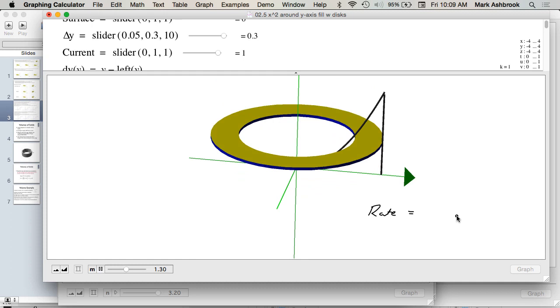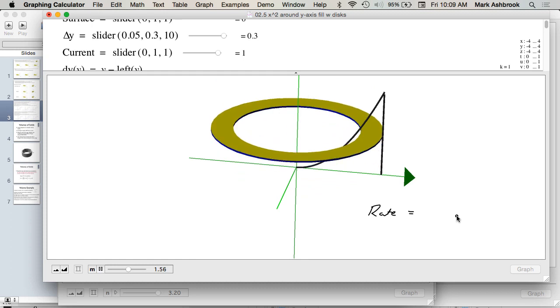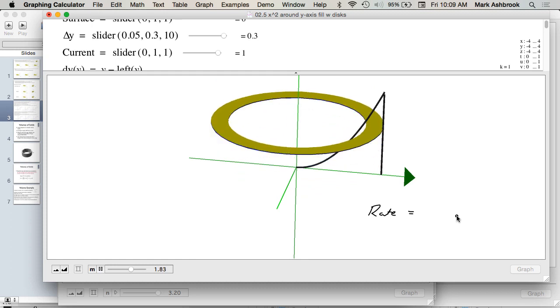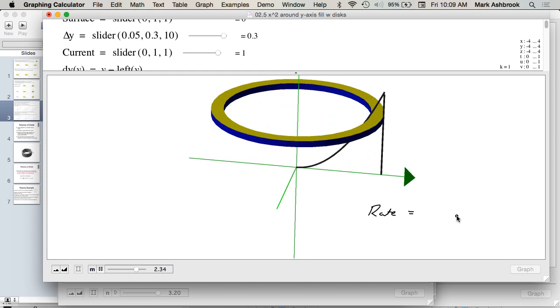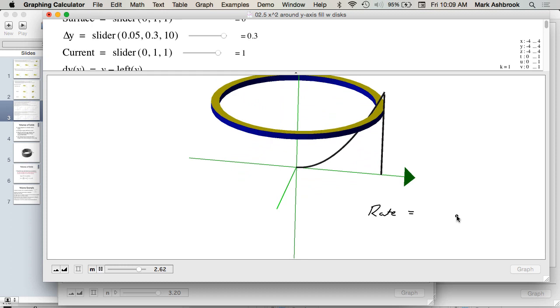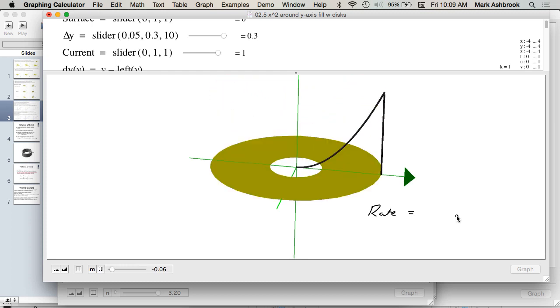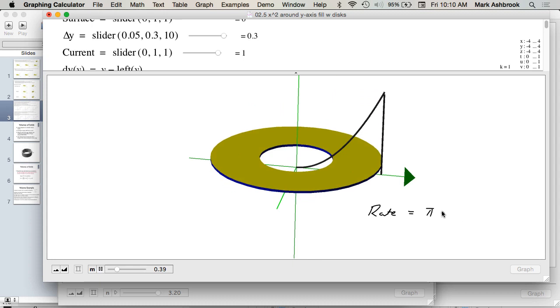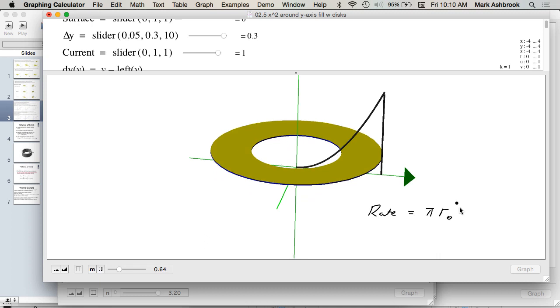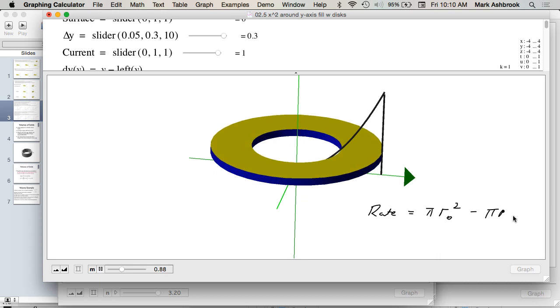Is it pi r squared? Kind of, but that's not it. It's the area of the base, which is now a disk, but with a hole in it. So remember what that rate was? Pi r outer squared minus pi r inner squared.